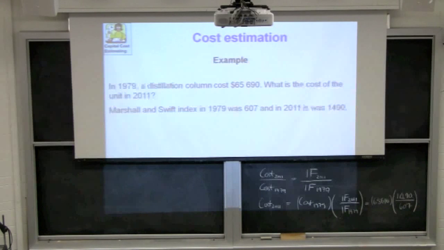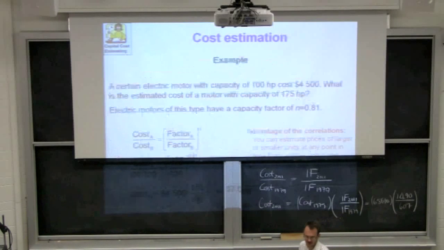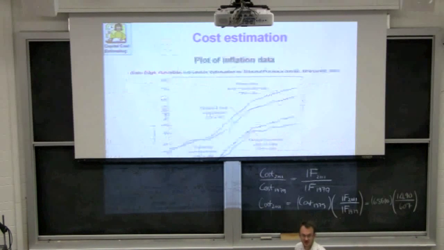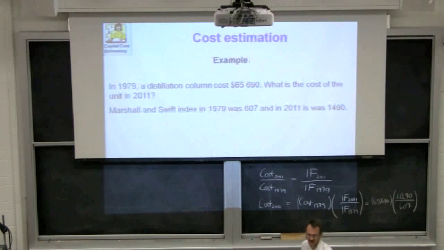Yeah? Sorry? Why would I have an n value? Okay, so this is not related to capacity. Capacity is where the n value comes in. This is related to inflation. Inflation scales just in that way.